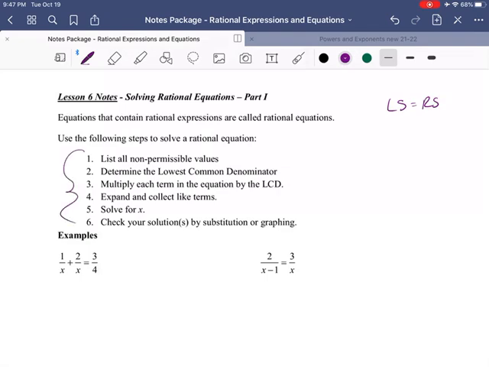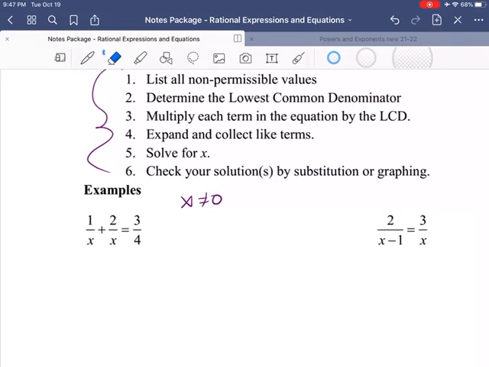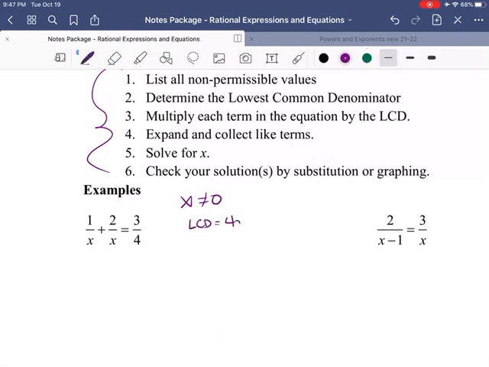List your non-permissible values first. For this first example, x cannot equal 0, because if you put 0 in for x there, those denominators become 0 and the whole thing doesn't work. The lowest common denominator between x and 4, the LCD, is 4x. And you're going to multiply each side by 4x.